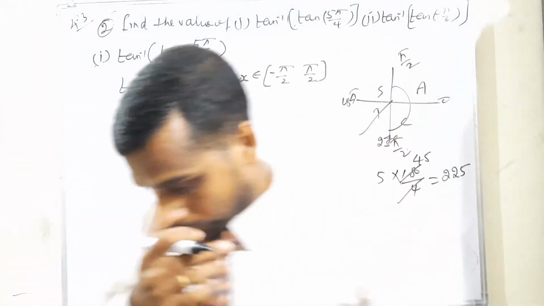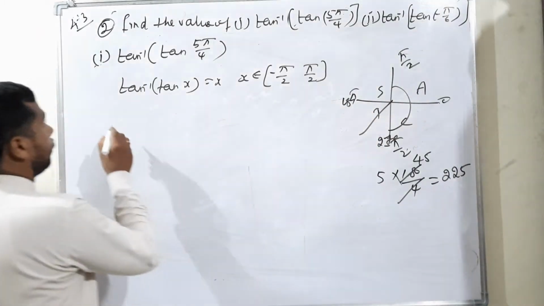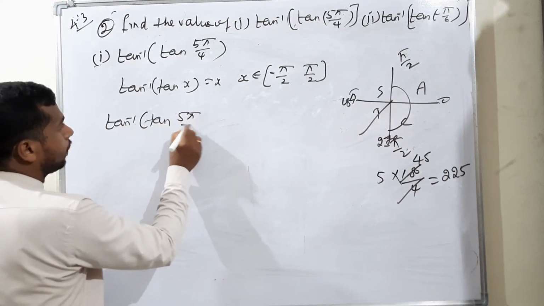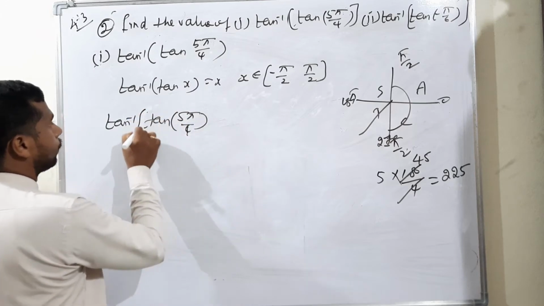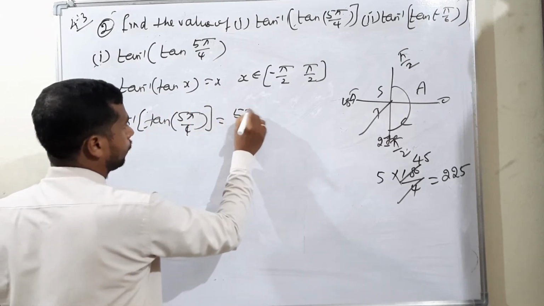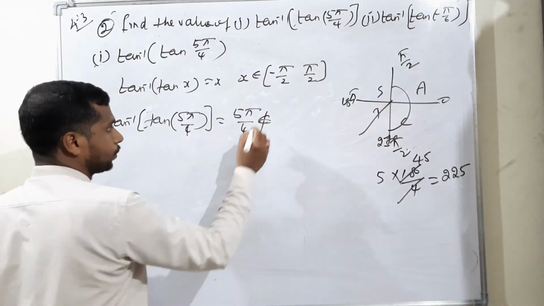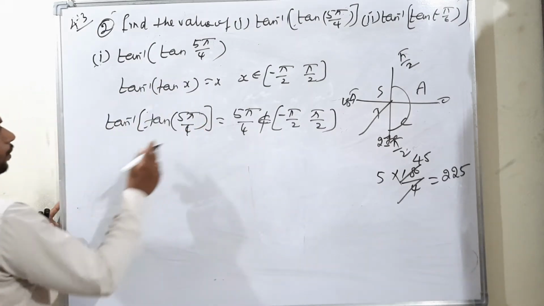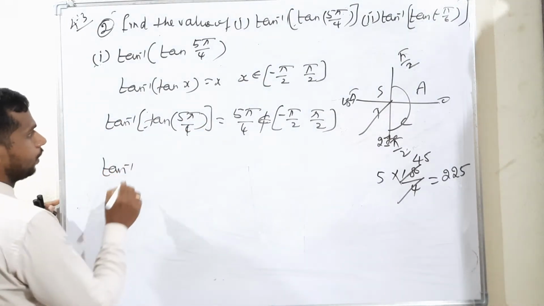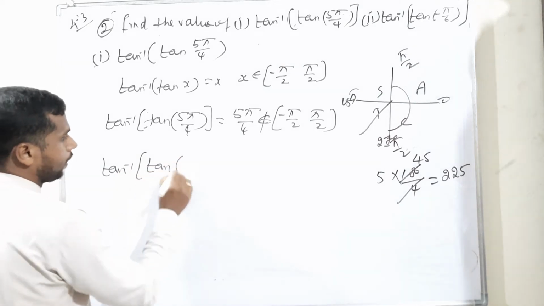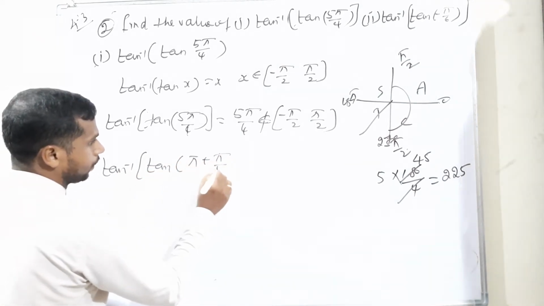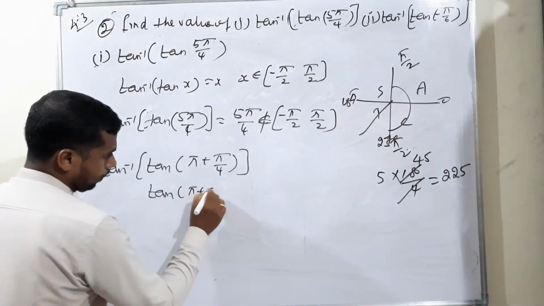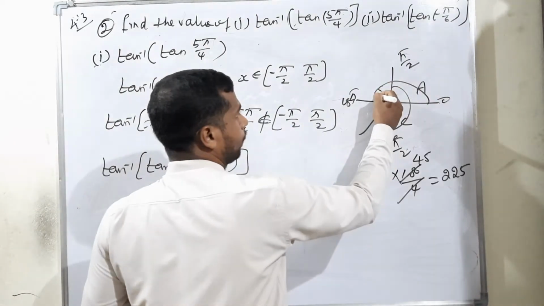So, now what I am saying, therefore, tan inverse tan 5 pi by 4 does not belong to negative pi by 2 to positive pi by 2. So, we have to rearrange it, tan inverse of tan of pi plus pi by 4. So, tan of pi plus theta, simply we can say 0 to pi, again pi plus.